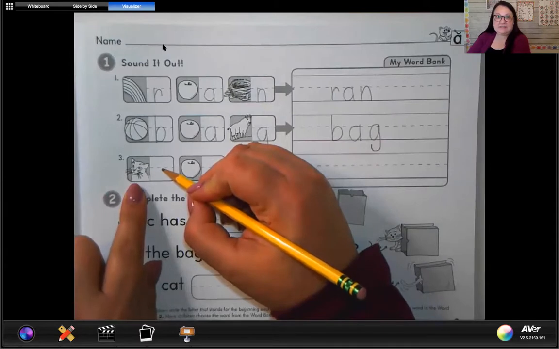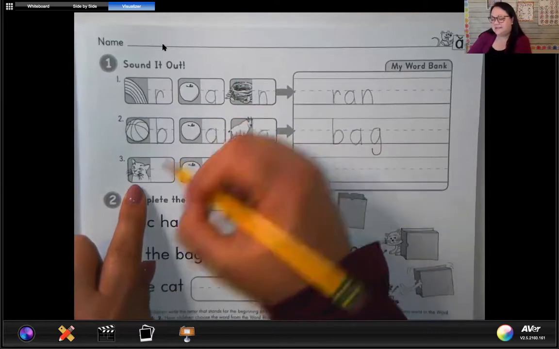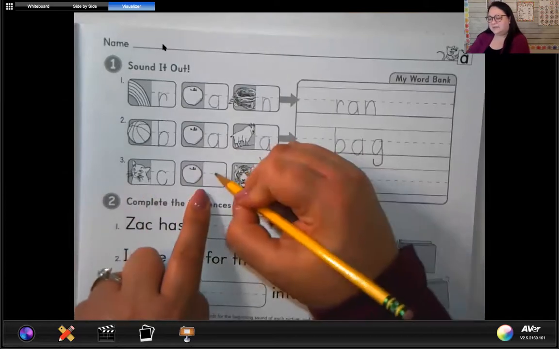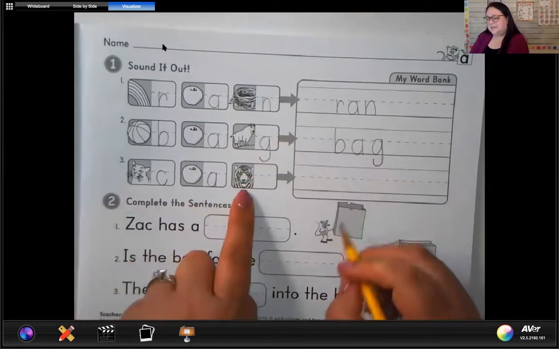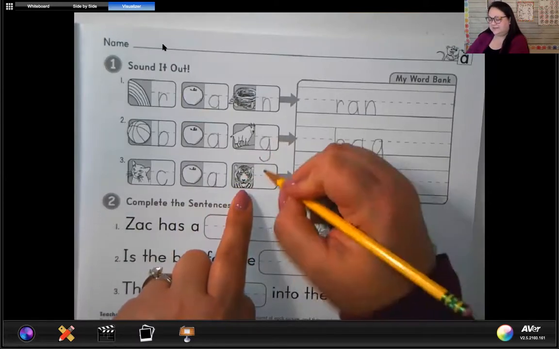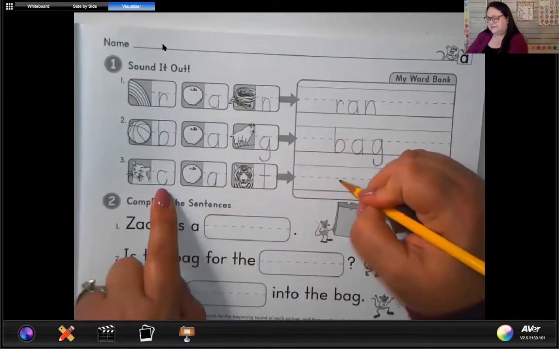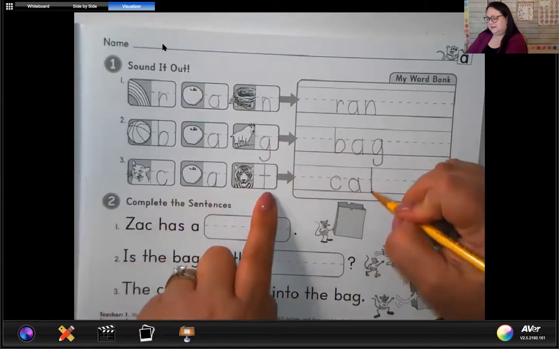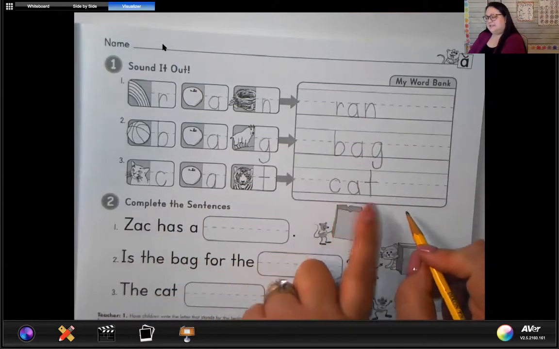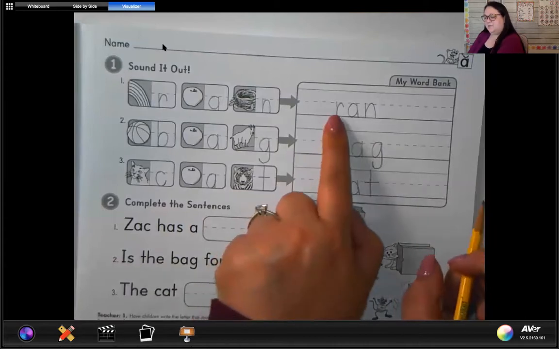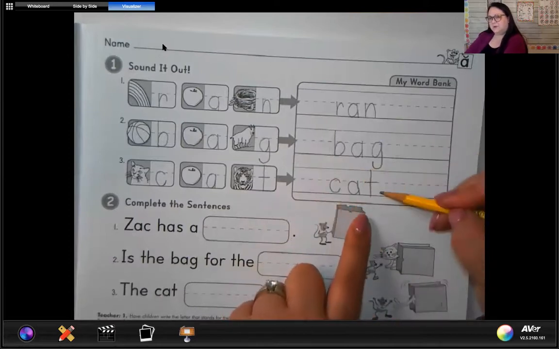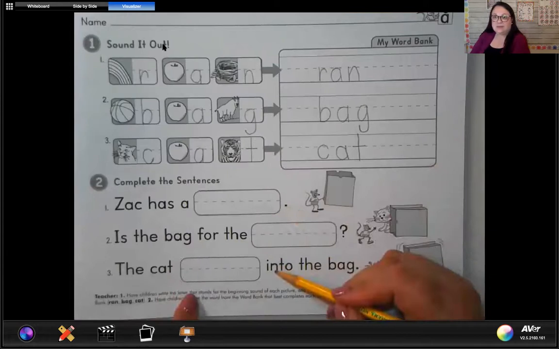Now this is tricky because this particular sound could be one of 2 letters, but I'm going to give you a hint. It's a C, okay, as in the word cat. Of course, we know that's A. And tiger, which is T. Okay. So C, A, T. Cat. So we have the word ran, bag, and cat. And these are the words we're going to use for down here to complete our sentences.